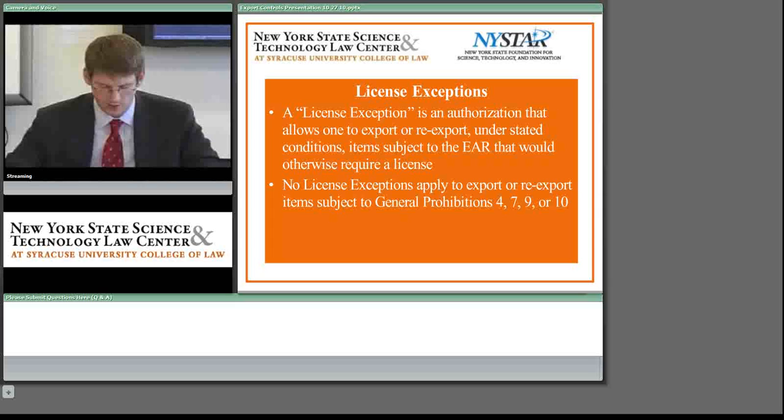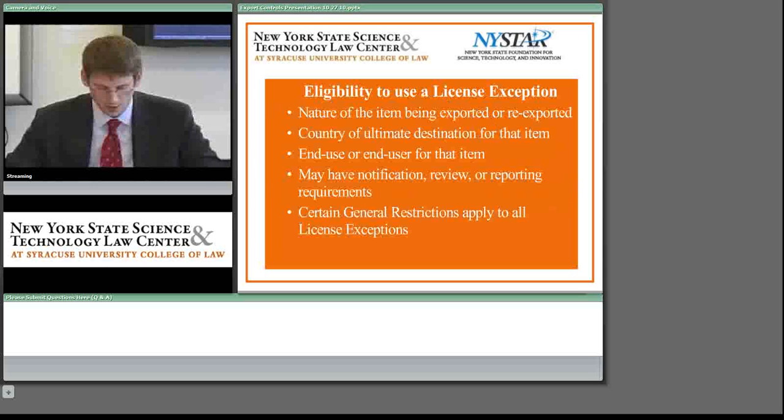No license exceptions apply to export or re-export items that are subject to General Prohibitions 4, 7, 9, or 10. Also, special commodity controls apply to short supply items. License exceptions for items listed on the CCL as controlled for short supply reasons are found in Part 754 of the EAR.